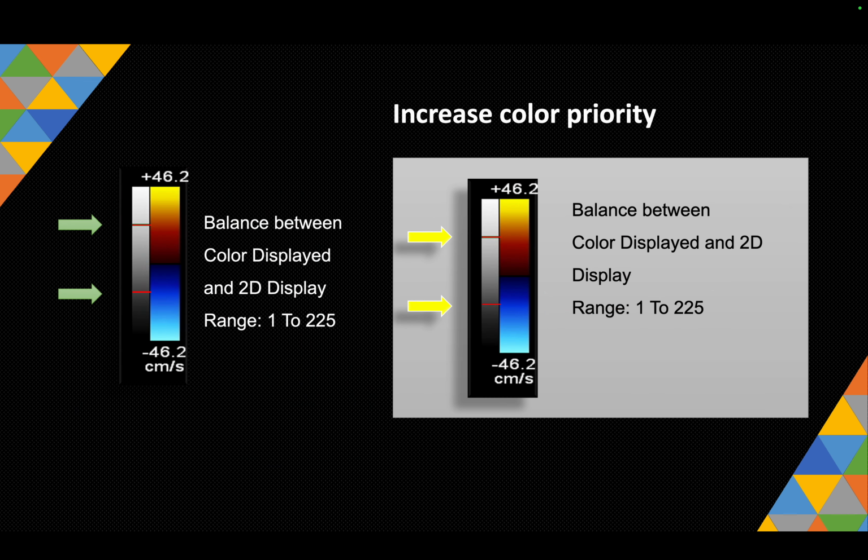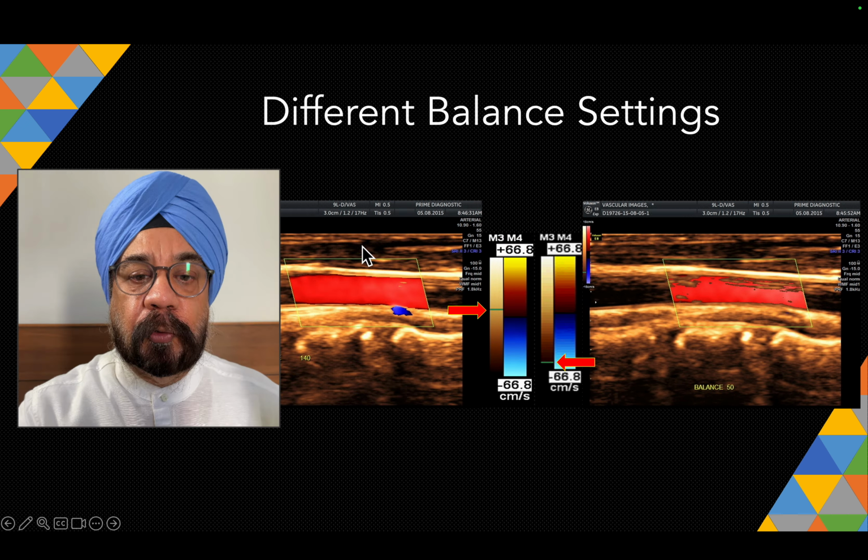Another thing which is not commonly appreciated is the balance. You always see a gray bar along with this bar of a color Doppler. What does this gray bar represent? You always see it and you don't actually know why it is there. This line here indicates that you're giving more priority to the 2D. Here you are giving less priority to the 2D. So whenever the color Doppler image, I'm going to show you an example.